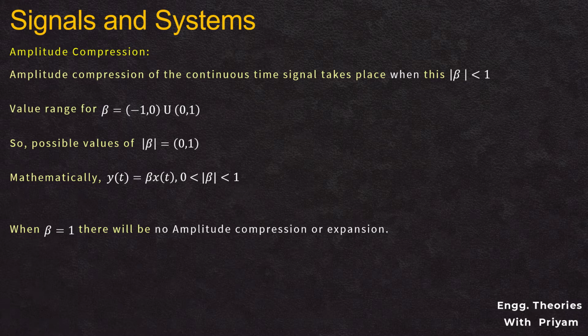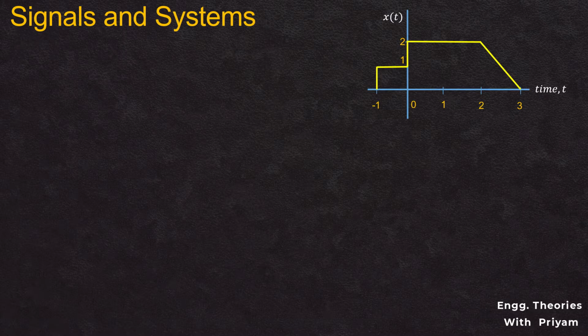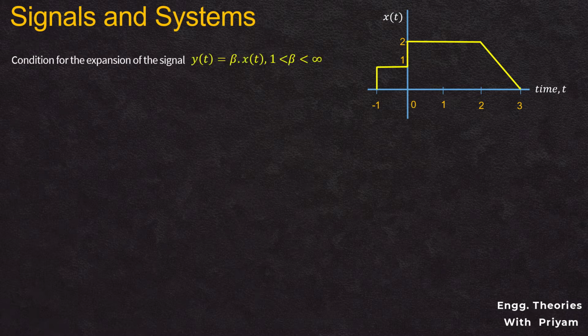Let's see the amplitude scaling operation on the continuous time signal by taking an example. At first, we will see the amplitude expansion of the continuous time signal. Now, the condition for the expansion of the continuous time signal can be given by y(t) is equal to beta into x(t), where the value of beta lies between 0 to infinity. Let's say beta is equal to 2. So we have to plot the signal y(t) is equal to 2 into x(t).